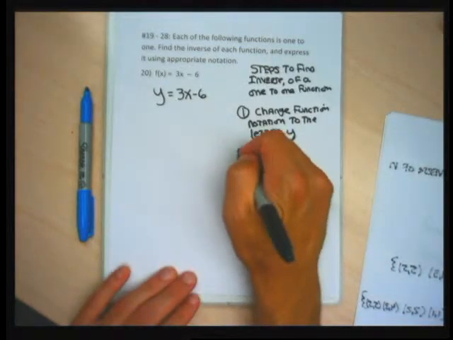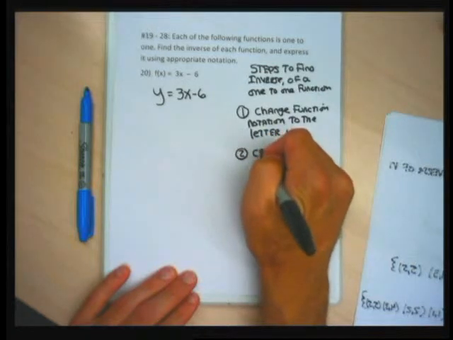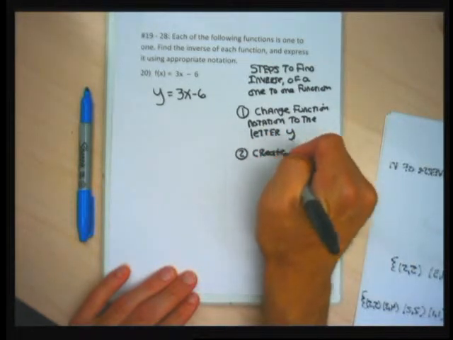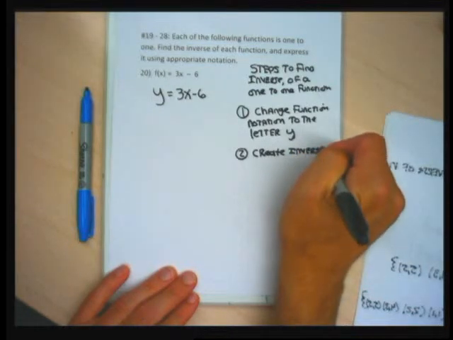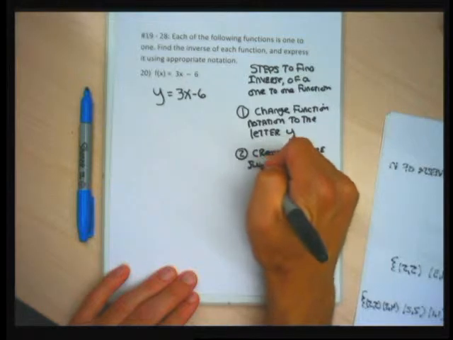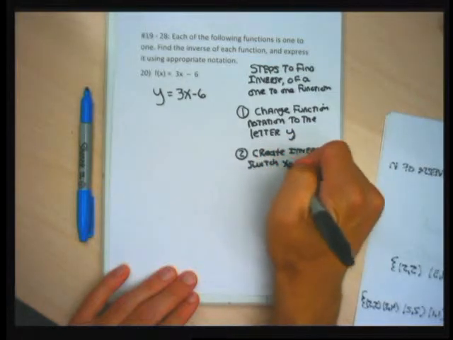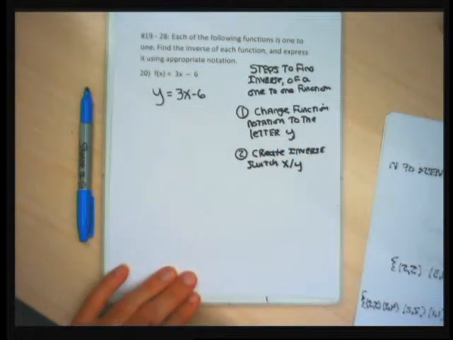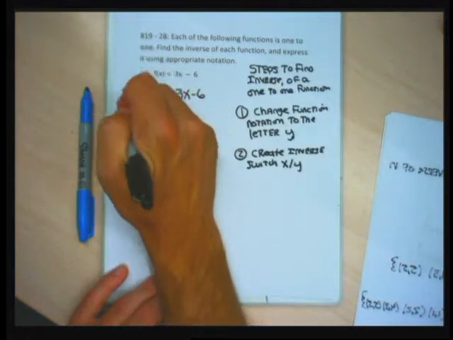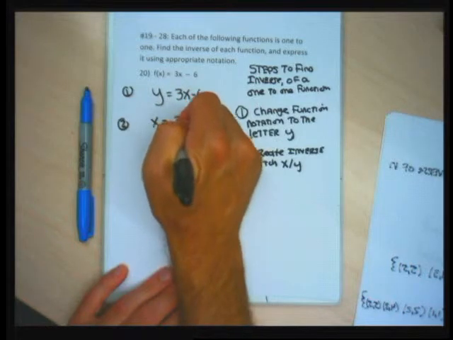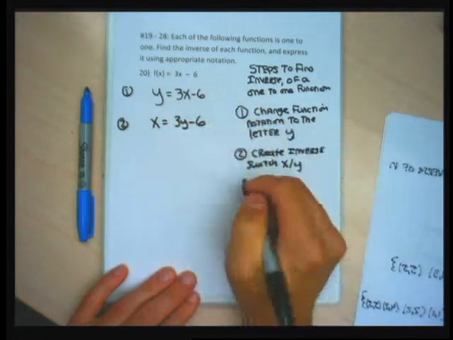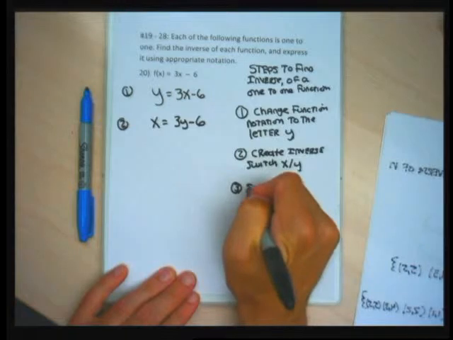The second thing I do is actually create the inverse. How do you create an inverse of a one-to-one function? You switch the x and y. Then I technically have an inverse. It's just not written in the most desirable form. So this was my step 1. My step 2 is switching the x and y. That's actually creating an inverse. Step 3 is to solve for y.